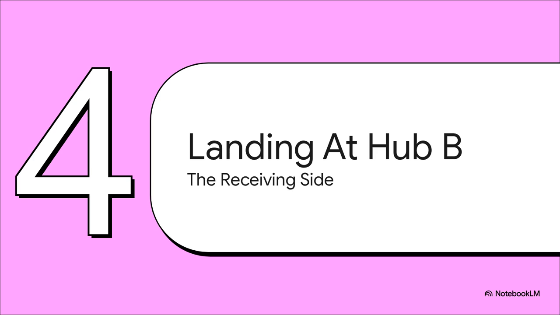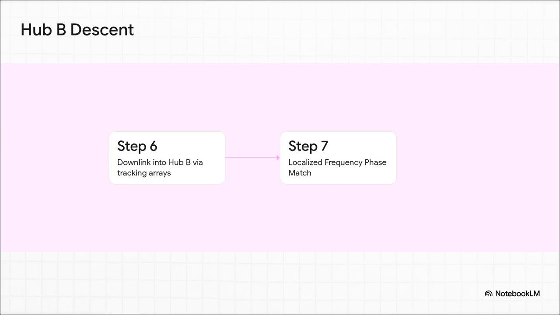Which brings us to our descent. Section 4, landing at Jitterbug Hub B. Okay, so returning back to Earth requires immense precision. In step 6, the final Solstice node in that orbital chain beams the V-band signal back down through the atmosphere. Down on the ground, Jitterbug Hub B is waiting for it. It intercepts the beam using highly targeted tracking arrays, safely pulling the photons back down into a localized, shielded environment.